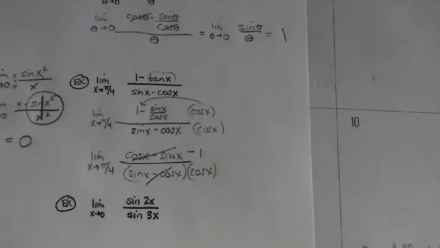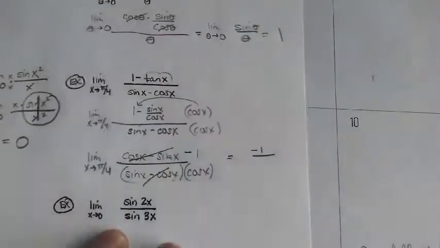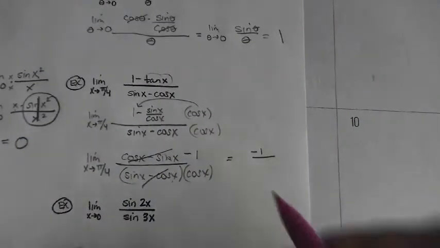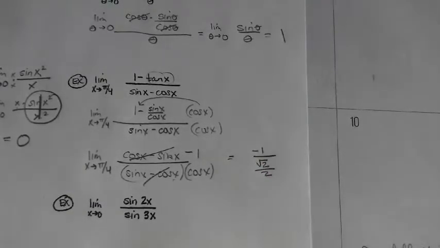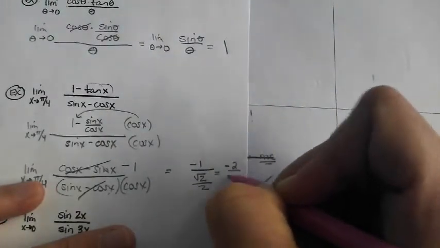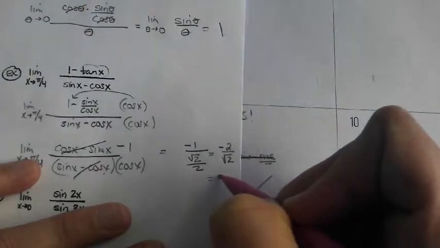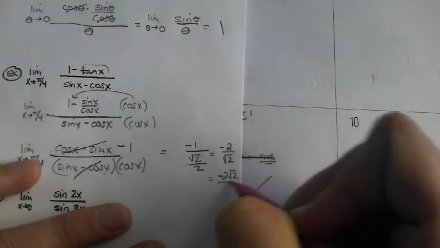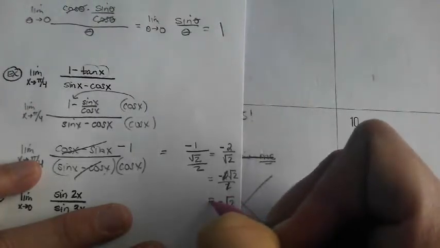So things did simplify down. Now I can directly evaluate, and I get -1 over the cosine of pi over 4, which is root 2 over 2. And then that just is going to reciprocate this. So I get -2 over root 2. And then when you rationalize, it will be -2 root 2 over 2, and your 2's cancel, so it ends up being -root 2.